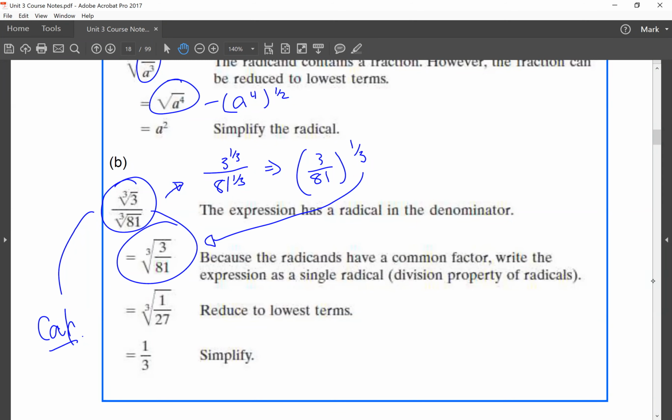3 over 81 reduces to 1 over 27. And then I'm going to take the cube root of both numbers. Again, you would do this on your calculator if you didn't know. The cube root of 27 is 3. Anything with a number, not a variable, you can do on your calculator. The cube root of 1 is just 1. So that's where the 1 over 3 comes from, if anybody's wondering.